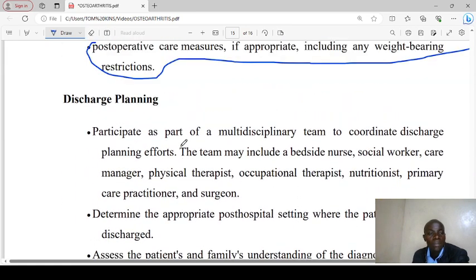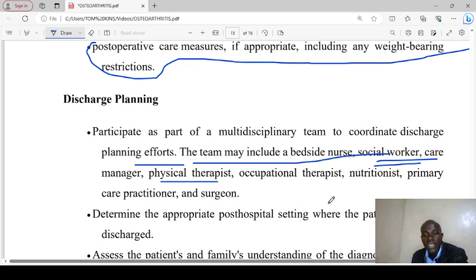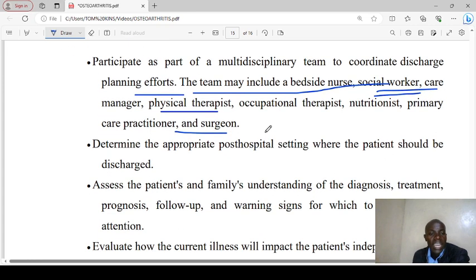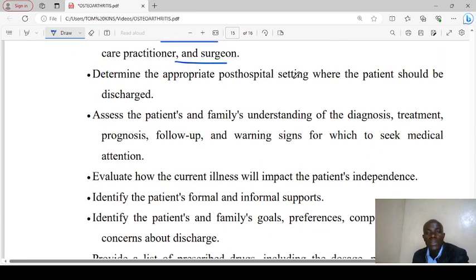Okay, so on discharge planning, you need to participate as part of the interdisciplinary team to coordinate the discharge plans. It is the role of the nurse to make sure that the team includes the bedside nurse, social worker, care manager, physical therapist, occupational therapist, nutritionist, primary healthcare practitioner, and the surgeon. Also, the RN determines the appropriate post-hospital setting where the patient should be discharged. The RN also assesses the patient's and family's understanding of the diagnosis, treatment, prognosis, follow-up, and warning signs for which to seek medical attention.